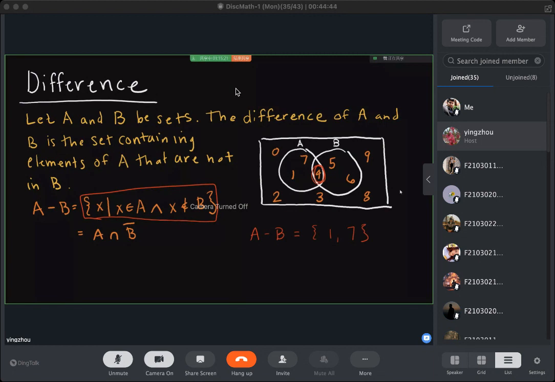So those are the values that I would use for the difference. So essentially I'm just subtracting anything that is contained in B. I couldn't include numbers like 0, 2, 3, etc., because those were not contained in A to begin with. So it's just like a normal subtraction question.